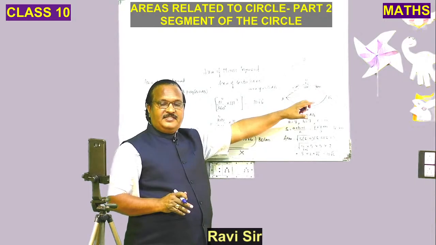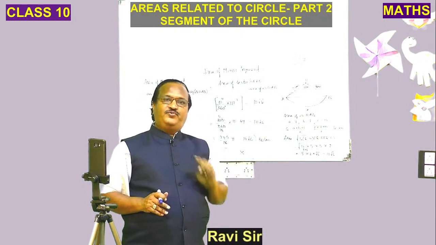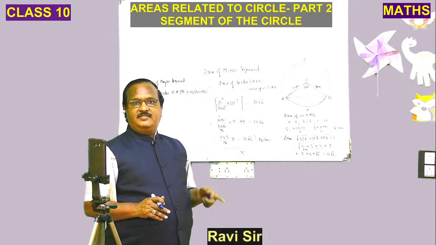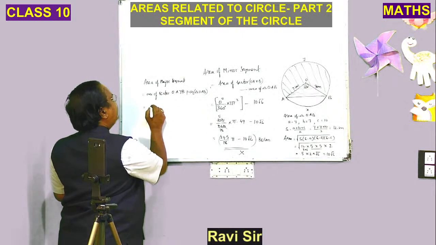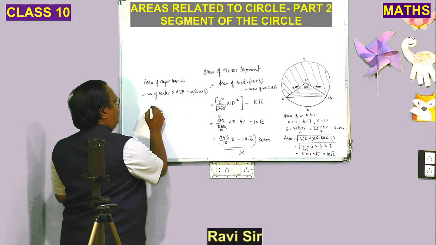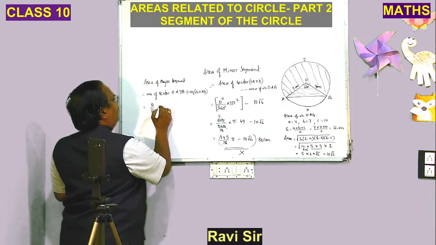Okay. So it is always the combination of two figures. Segment is the combination of two figures. One is a sector, the other one is a triangle. So now area of major sector. Then what is the angle here? I am not writing the formula here. So angle is, I will write the formula, r square.